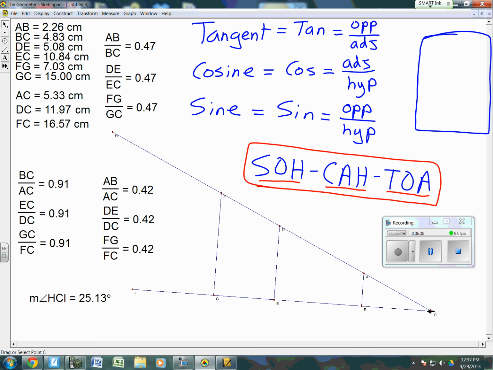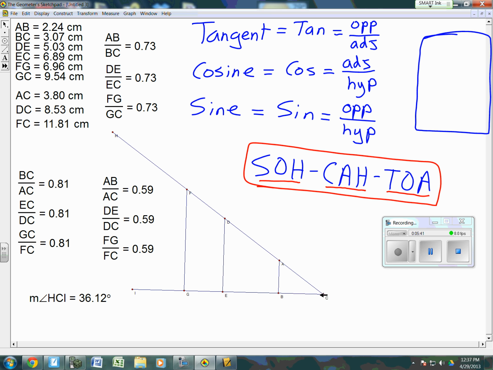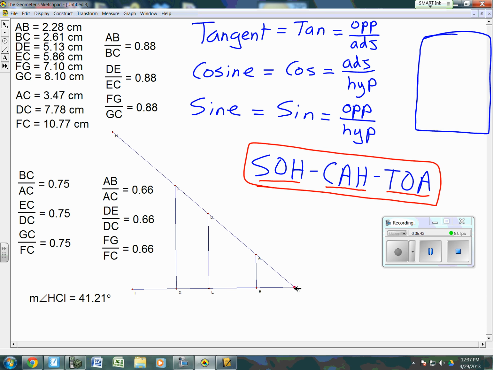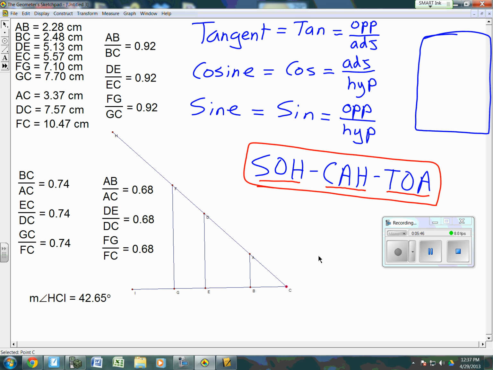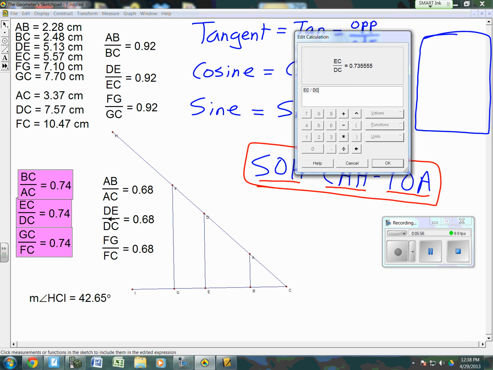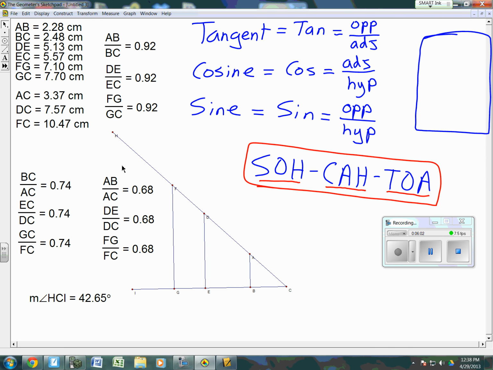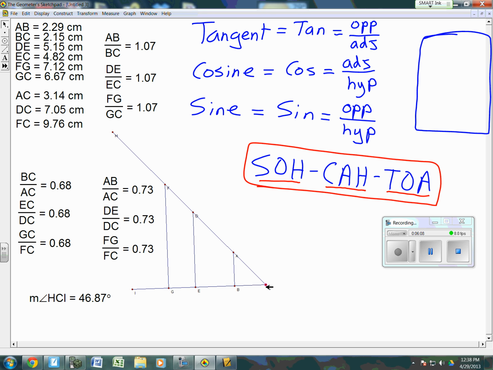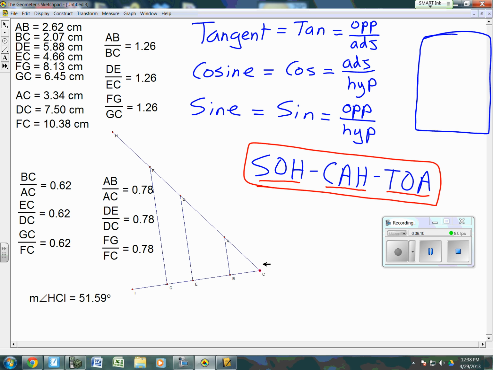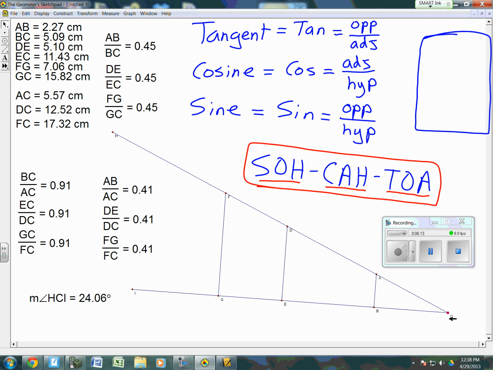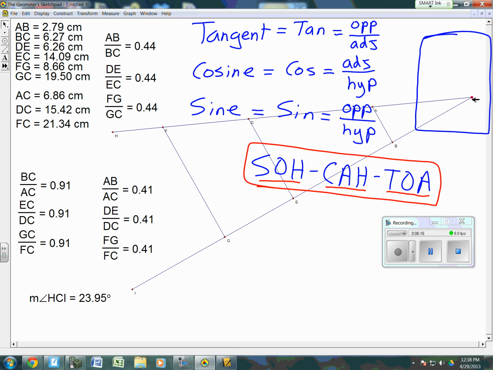I'm going to change this. I'm going to make it wider by going this way. Notice my angle is getting bigger, up to 42.65 degrees right here. Notice that my tangents, which is this box, my cosines, which are these three right here, and these three right here are my sines, they all stay the same. All the sines stay the same. All the cosines stay the same. All the tangents stay the same, no matter where I drag it. Pretty cool, huh?